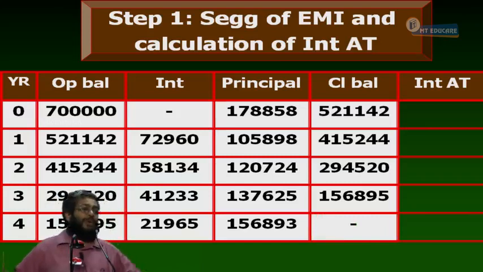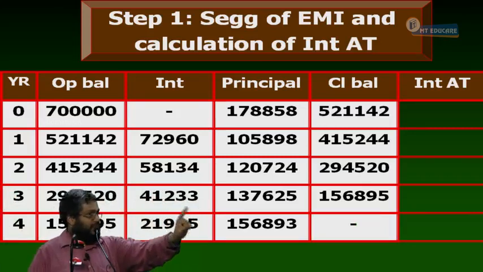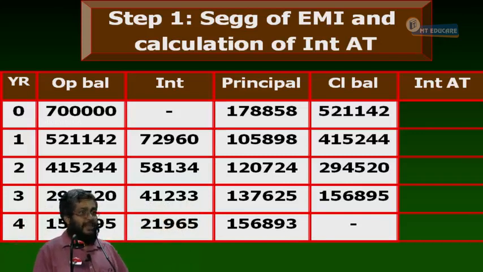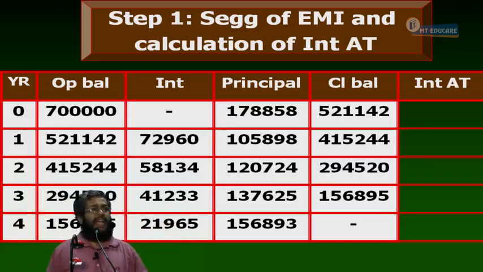The loan is not from 1 to 5 years. Running for what? 0 to 4 years. Now, respond. Are you following up? Please, stop writing. Tell me, how many checks I gave to the bank? 5. When 5 check? Today. First year end, second year end, third year end, fourth year end. Every check worth how much rupees? 178,850.